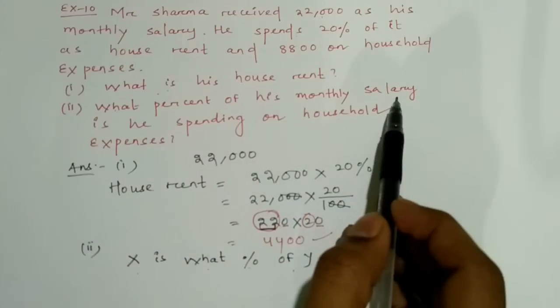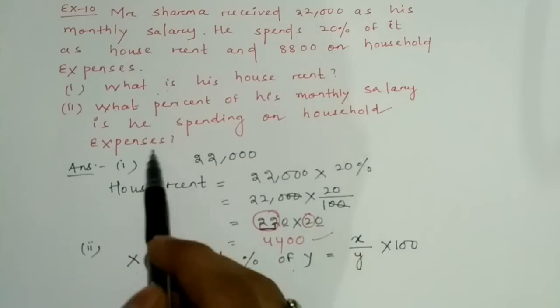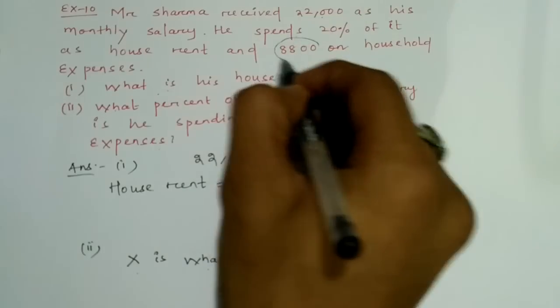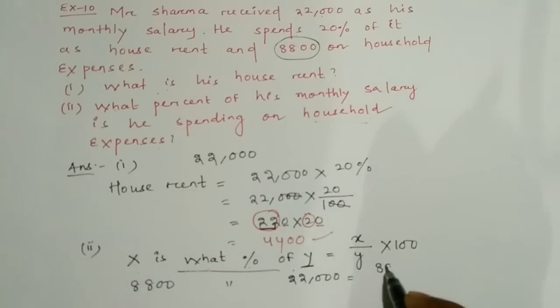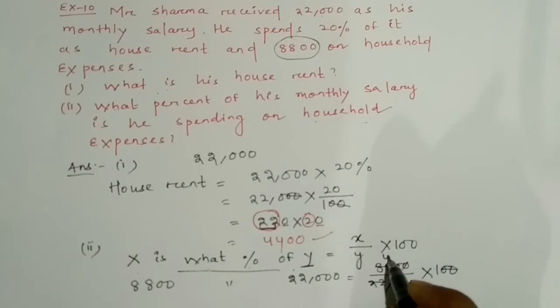What percentage of his monthly salary is he spending on household expenses? Household expenses are 8800. So 8800 is what percentage of the total salary, that is 22,000? My answer will be x by y. X is 8,800 divided by 22,000 multiplied by 100. The zeros cancel, so 2 into 4 is 8, and 88 divided by 22 is 4. So my answer will be 40%.